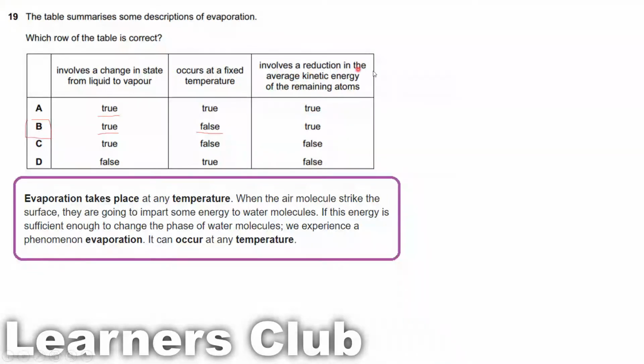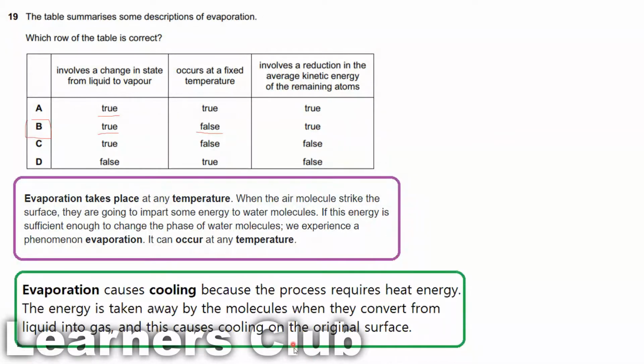Involves a reduction in the average kinetic energy of the remaining atoms. So as we know that our option is B, so the answer should be true. Here is the explanation. Evaporation causes cooling because the process requires heat energy.